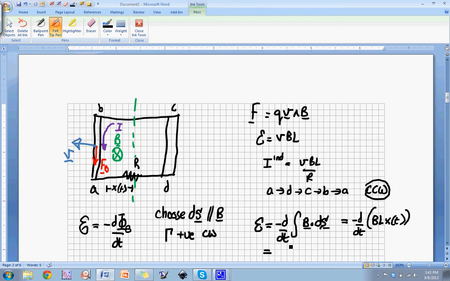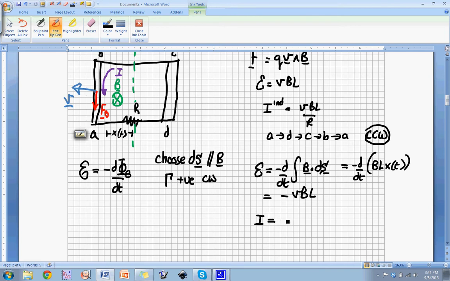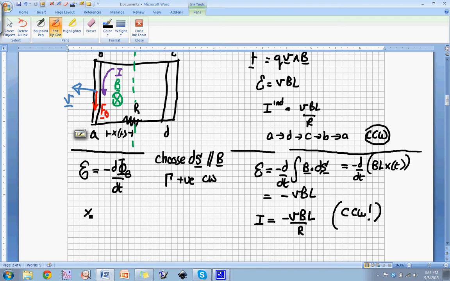This BLx will increase with time, so that's why when we do the derivative this will be positive, so we end up with minus vBL, and when we turn it into our current it will equal minus vBL over R. Remember, it's negative in the clockwise direction, so that means we are traveling in the counterclockwise direction as we anticipated from the other description. So the key element is to consider the fact that our x, the region we're integrating, is going to be increasing with time, such that dx over dt will be greater than 0.